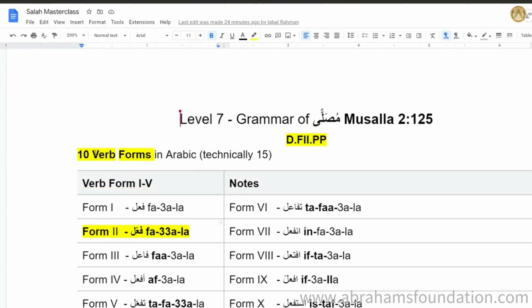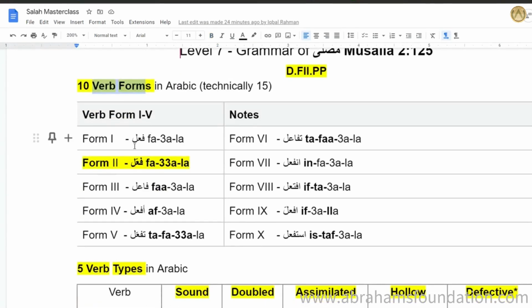So there's 10 forms of the verb, meaning of this same verb. Now you don't need to know this part, but just so you understand. Form 1 is fa'ala. It's normal. Simple. Then form 2, fa''ala, so it's doubled here. Form 3, faa'ala, there's an alif. And then the 4, there's the little alif in front. Af'ala. This little alif in front.